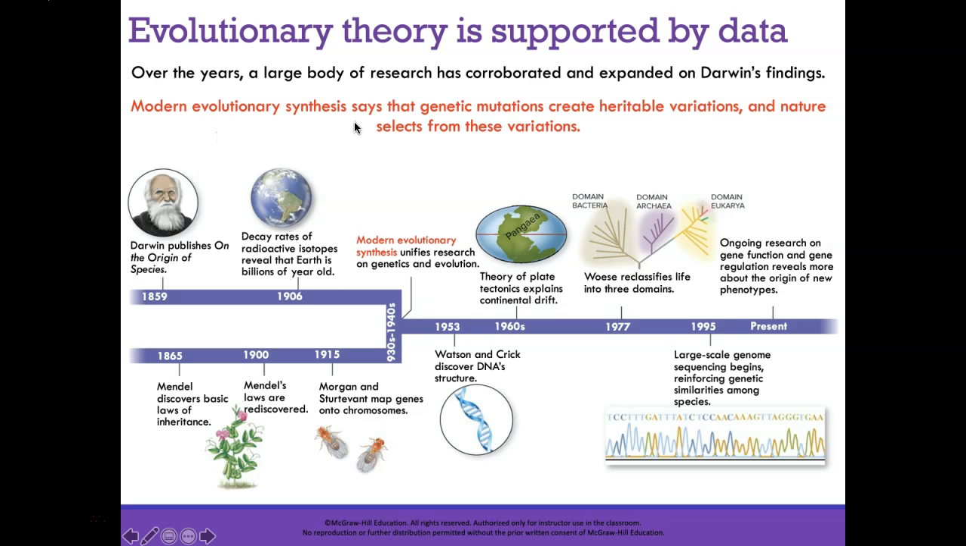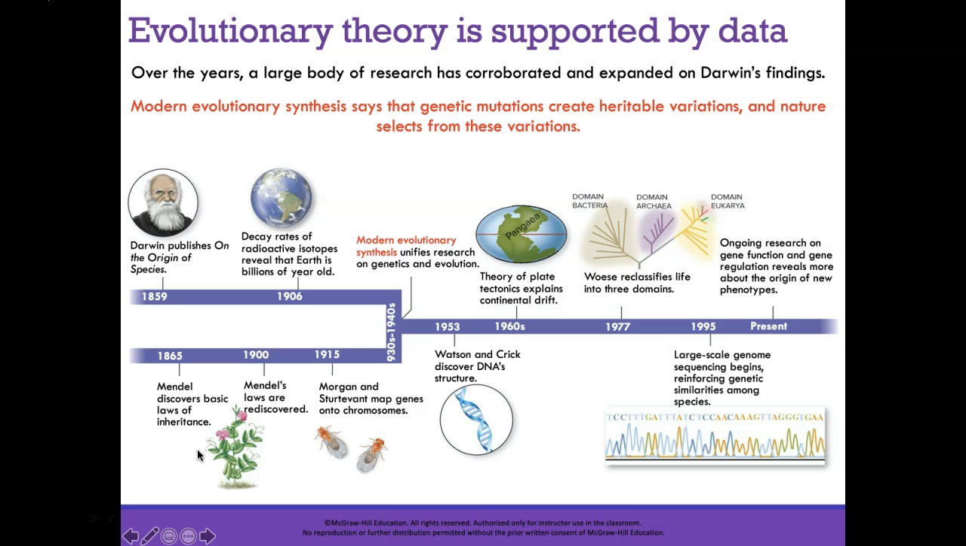Modern evolutionary synthesis basically states that genetic mutations create heritable variations, right? So again, genes encode for traits. Genes get passed down, but genes can be changed. They could be mutated, right? And those mutations cause variations that can be passed down. And nature selects from these variations.